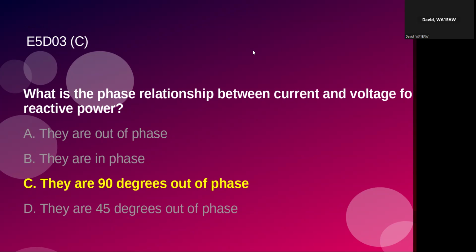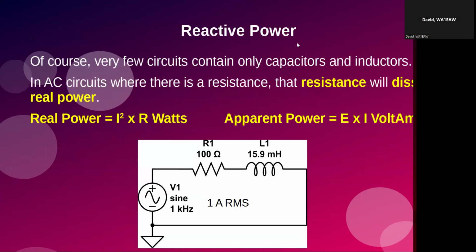Oh, okay, so C was right. The thing about that question is they're saying, what is the phase relationship? They want you to compare, not just say that they're in or out. They want you to give a number. And they're 90 degrees opposite because it's a pure inductance. You've got to pay attention to that question. There's a few like that.